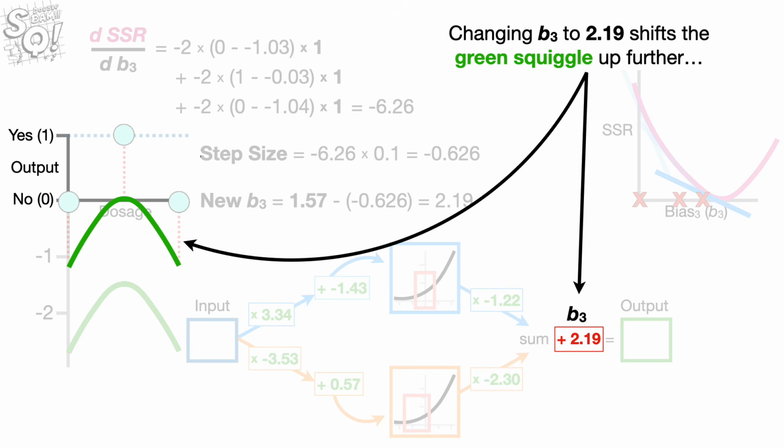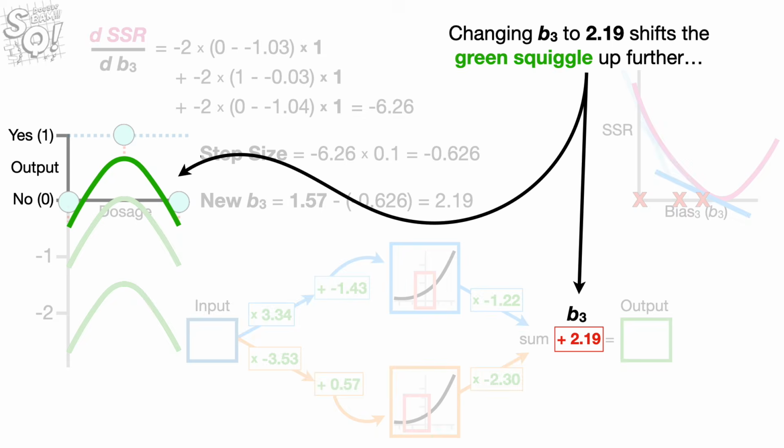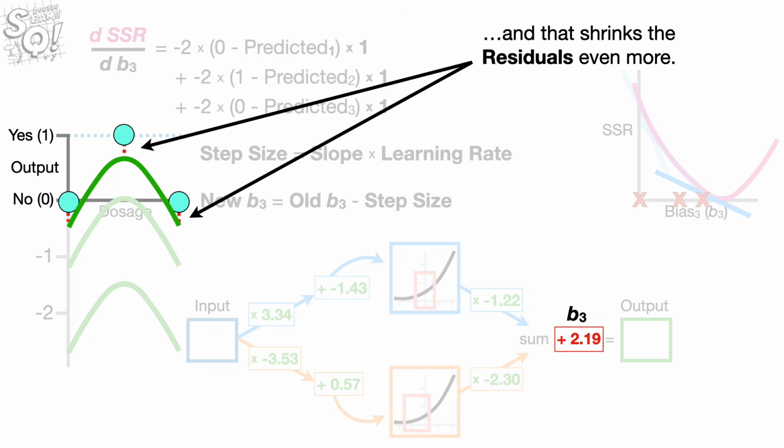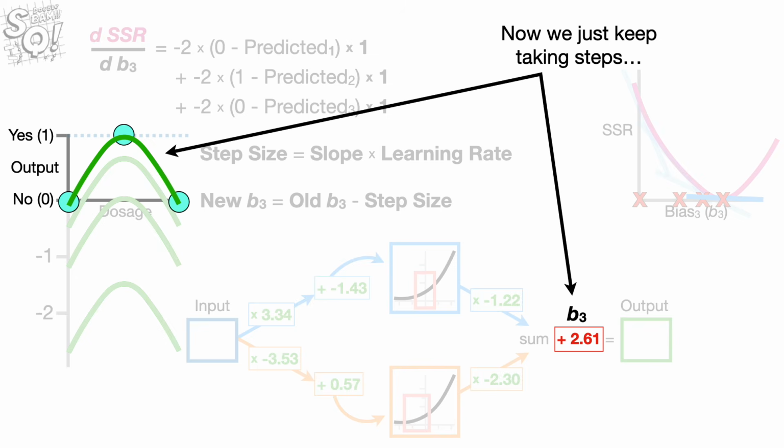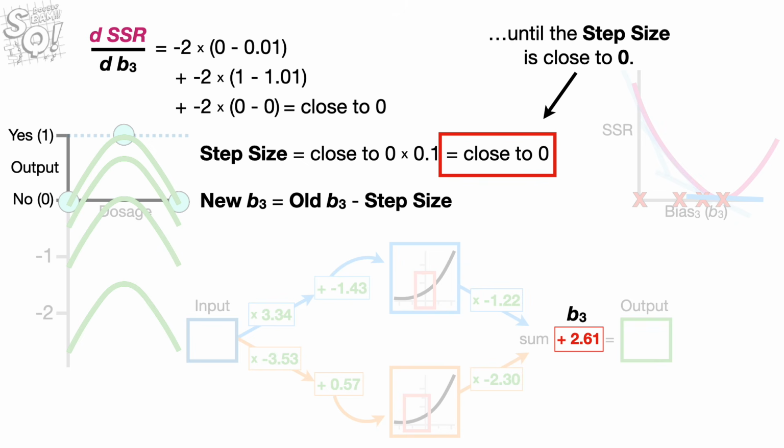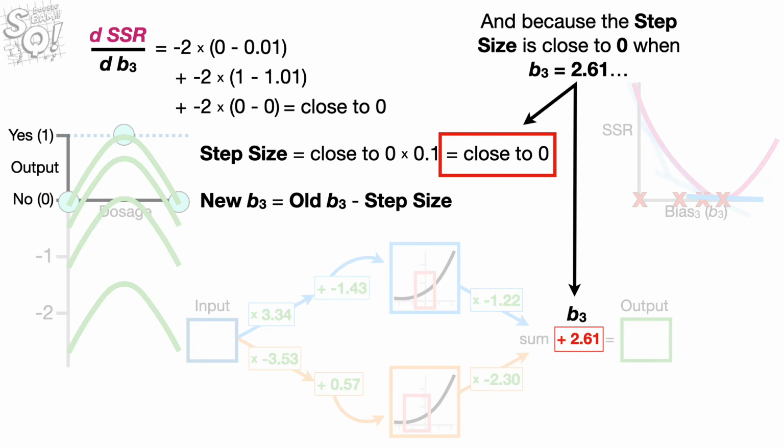Changing b sub 3 to 2.19 shifts the green squiggle up further, and that shrinks the residuals even more. Now we just keep taking steps until the step size is close to 0. And because the step size is close to 0 when b sub 3 equals 2.61, we decide that 2.61 is the optimal value for b sub 3.